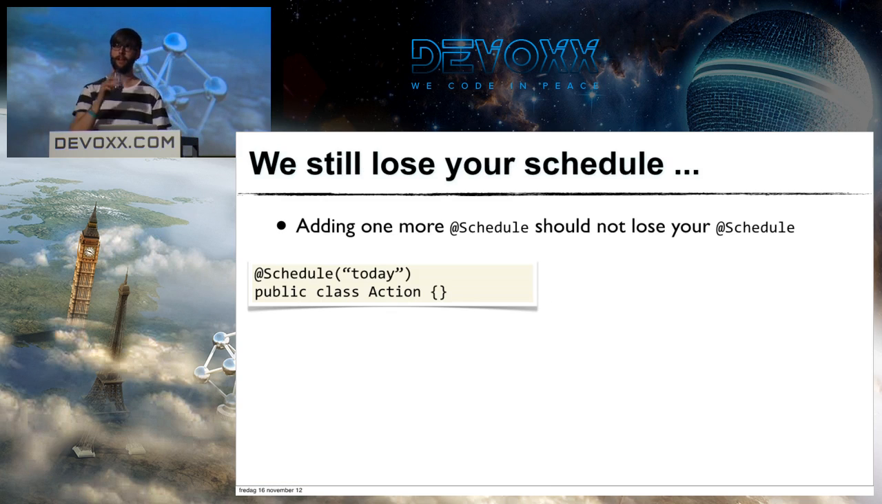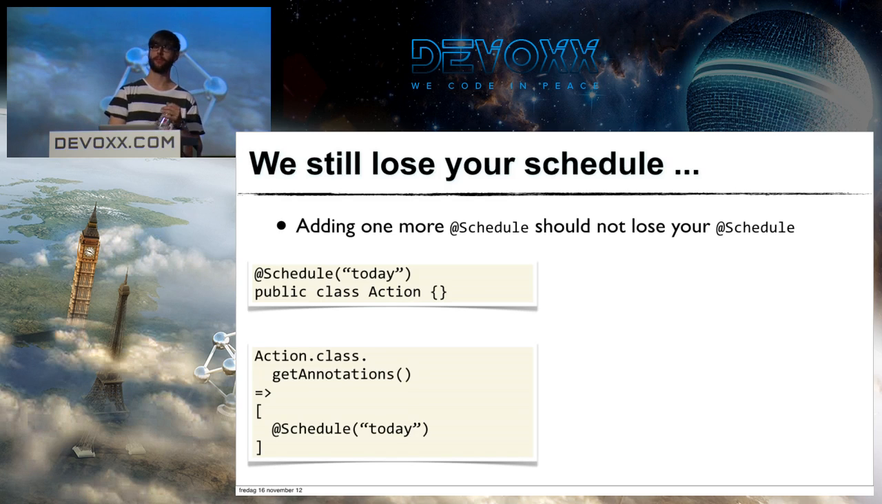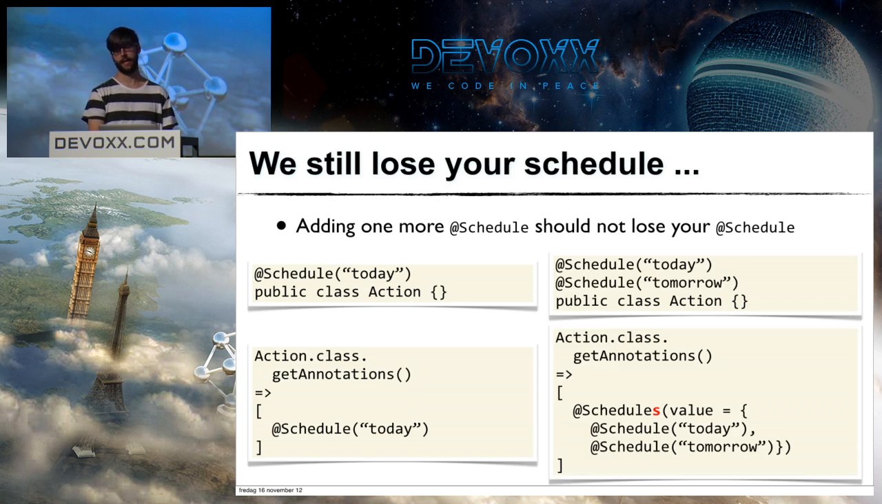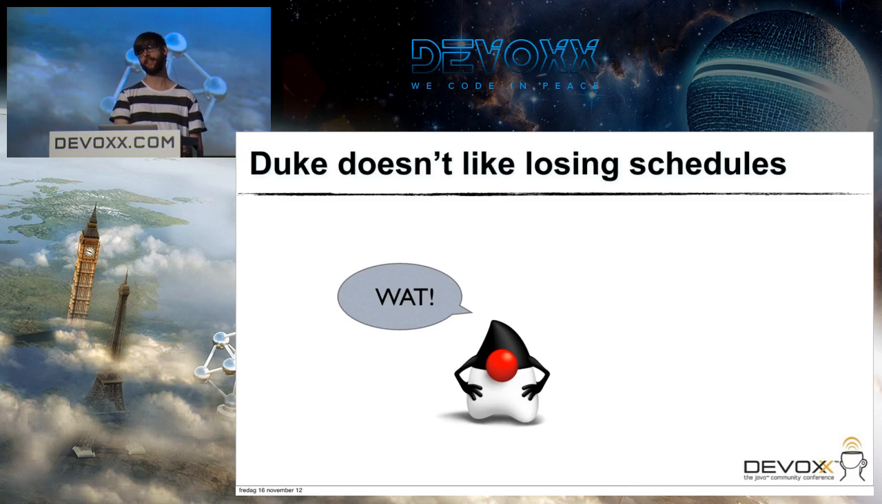But we're still not really there. So the same example, you have a schedule, except this time you call getAnnotations unqualified. You just want all the annotations. And this will give you back an array of one instance, a Schedule. And as you can probably guess, you add a second schedule, and the array you get back doesn't contain a Schedule, it contains the Schedules. And this Duke again says, what? He doesn't like losing his schedules. And again, this is the source reflection mismatch that I'm talking about.